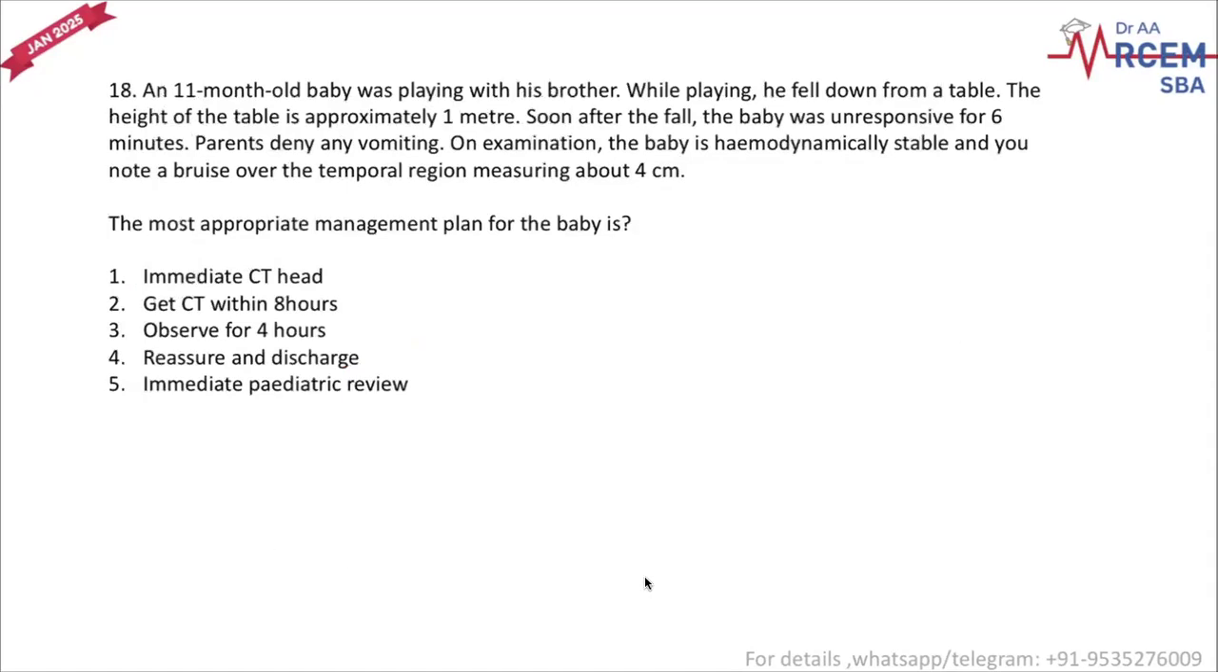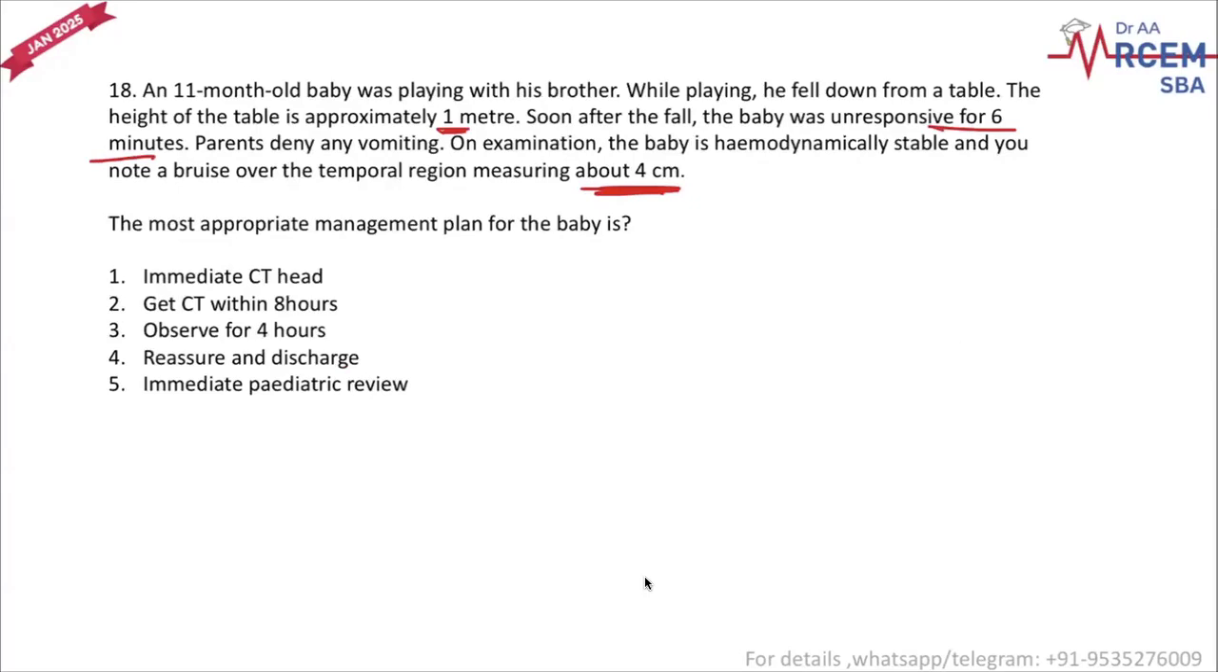An 11-month-old baby was playing with his brother. While playing, he fell down from a table and the height of the table was approximately 1 meter. Soon after the fall, the baby was unresponsive for 6 minutes. Parents deny any vomiting. On examination, the baby is hemodynamically stable and has a bruise over the temporal region measuring about 4 centimeters. The most appropriate management plan for this patient is what we need to consider now.